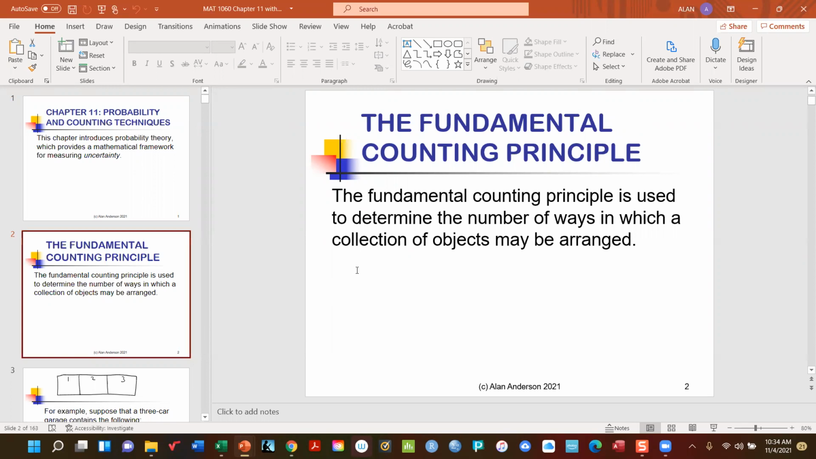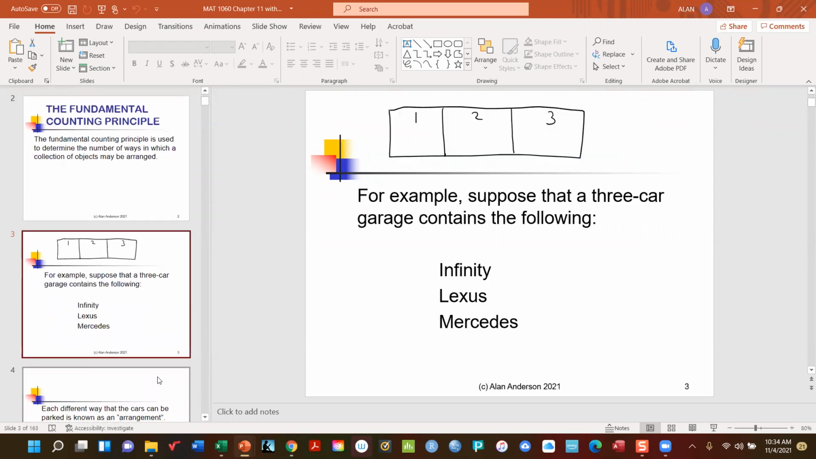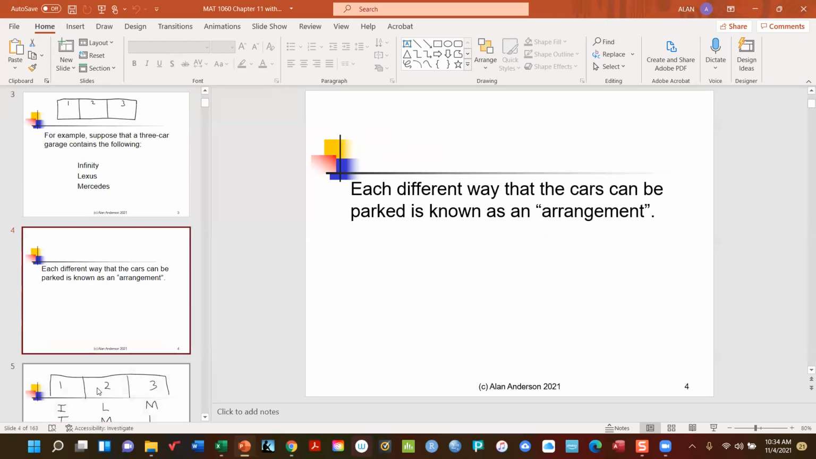And so we started out by looking at what are called arrangements. Like, for example, when you have a garage with 3 cars in it, we wanted to know how many different ways there are to park the 3 cars. Now, each way of parking the cars is formally known as an arrangement. Okay, so an arrangement is where you take.